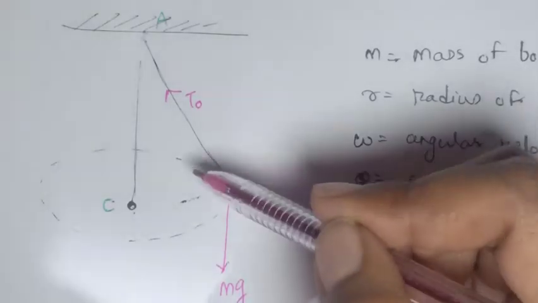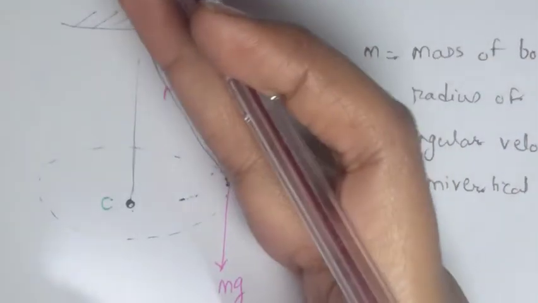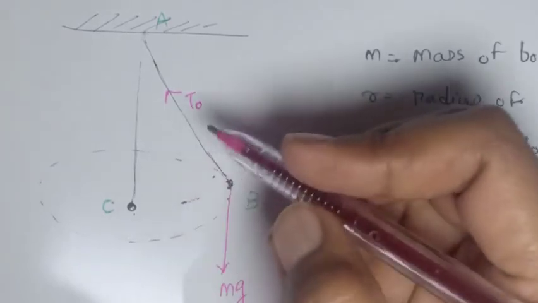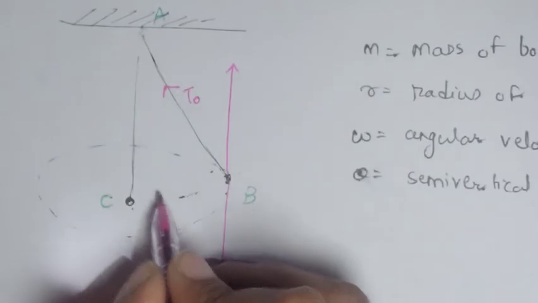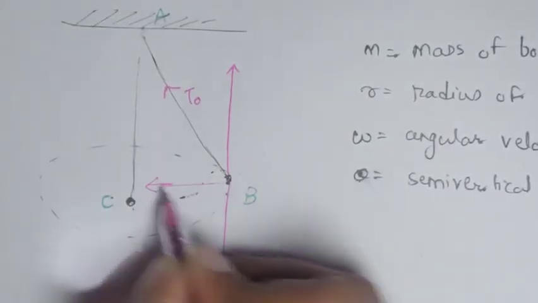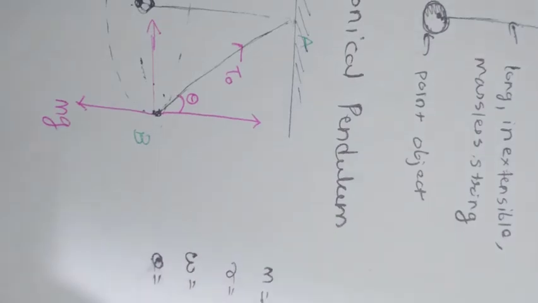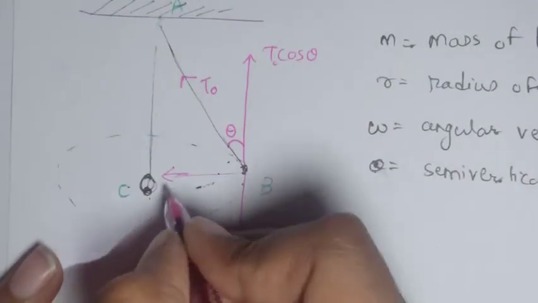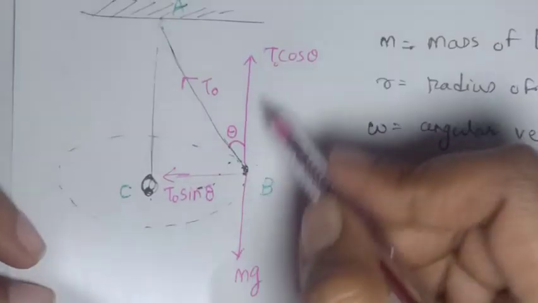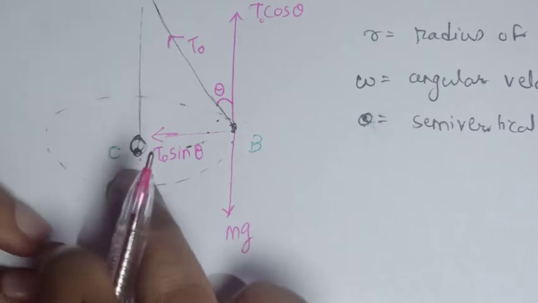Now here it is performing circular motion. As T is the resultant tension in the string, you can see that T is slanted. So what we are going to do is resolve the tension. This will be the vertical component of T naught, and this will be the horizontal component of T naught. The component adjacent to theta is cos theta, as we have studied earlier, so this becomes T naught cos theta, and this becomes T naught sin theta. T naught cos theta is vertically upward and T naught sin theta is horizontally directed toward the center of the circle.